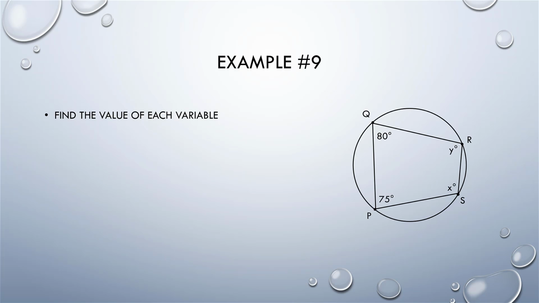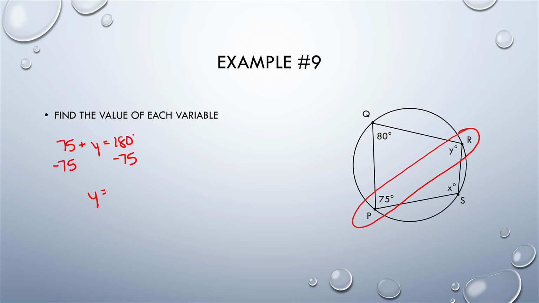So let's practice here. Find the value of each variable. So we're going to look for opposite angles because this is an inscribed quadrilateral. So here's a pair of opposite angles. So those are going to be supplementary. So I'm going to add them up. 75 plus y equals 180 degrees. Solve for y. Y equals 105 degrees.